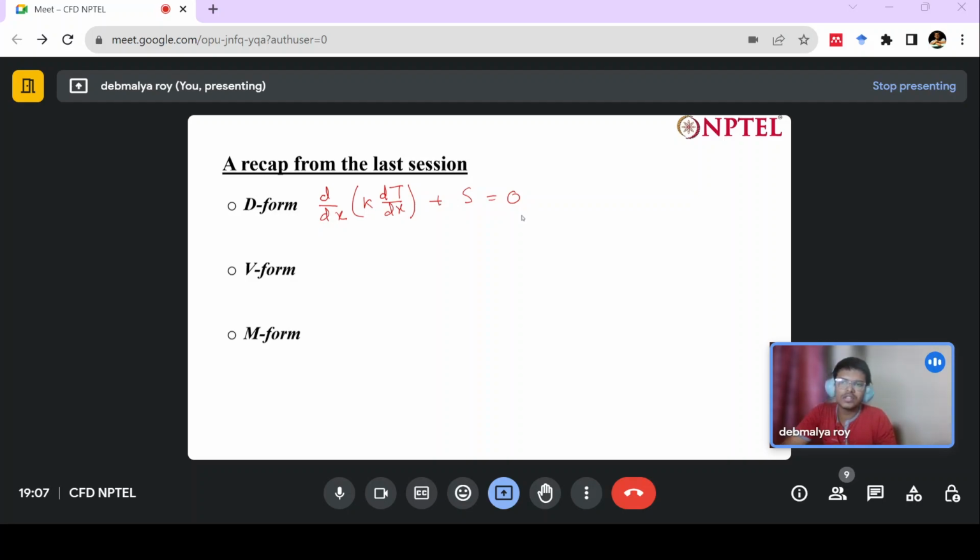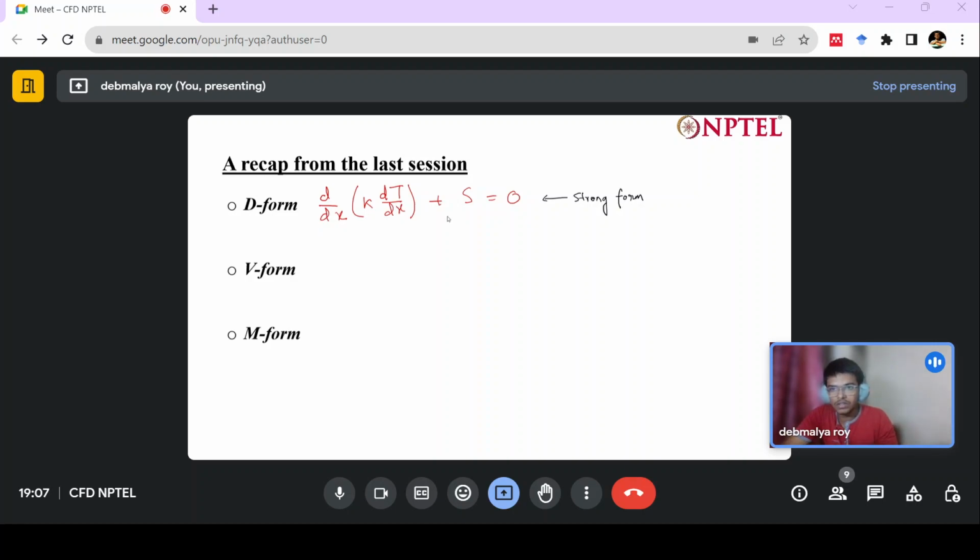For solving this equation, we have tried representing this in various other ways. This particular form is also known as the strong form. Why? Because this particular equation requires to be valid for each and every point across the whole domain.